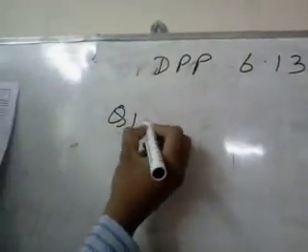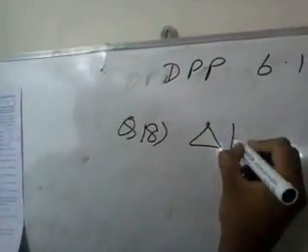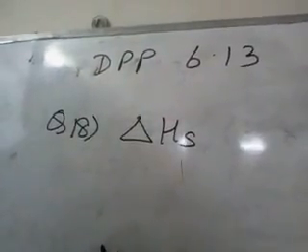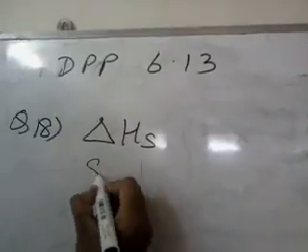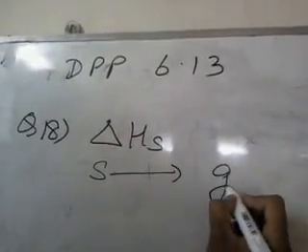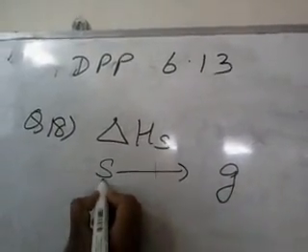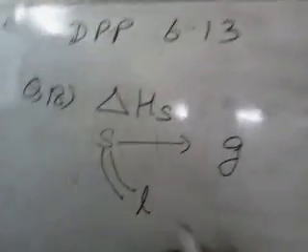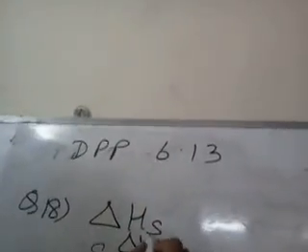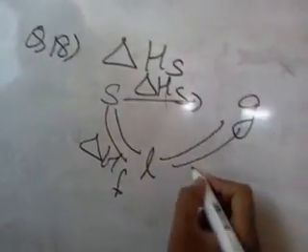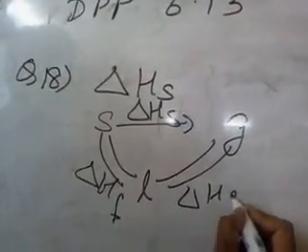Question number 8. It talks about enthalpy of sublimation. As we all know, the enthalpy for a chain of reactions is additive. Sublimation is conversion from solid to gas. It can happen in this way also. Solid can be converted into liquid in one step, and the liquid can be transformed into gas. This is the enthalpy of sublimation. In this reaction, it will be enthalpy of fusion, and in this reaction it will be enthalpy of vaporization.